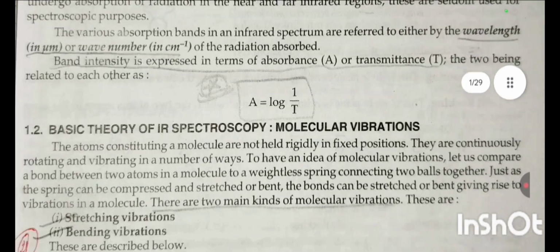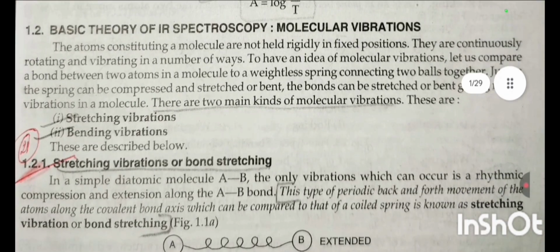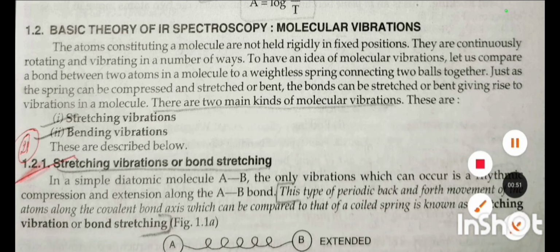Basic theory of spectroscopy: molecular vibration. The atoms constituting a molecule are not held rigidly in a fixed position. They are continuously rotating and vibrating in a number of ways. To have an idea of molecular vibrations, let us compare a bond between two atoms in a molecule to a weightless spring connecting two balls together. Just as the spring can be compressed, stretched, or bent, the bonds can be stretched or bent, giving rise to the vibration in the molecule.